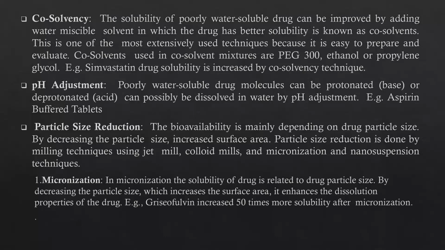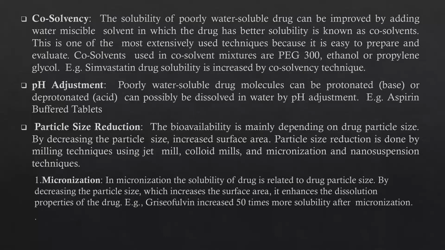Third method, particle size reduction. We know particle size is very important in the absorption process, distribution process, extraction process, or any other types of process. When particle size decreases, there will be an increase in the effective surface area, which also increases absorption and solubility. So solubility mainly depends on the drug particle size. By decreasing the particle size, there will be an increase in the effective surface area.